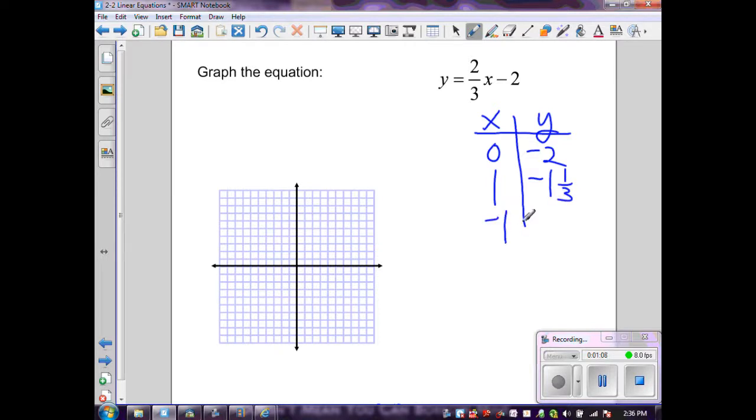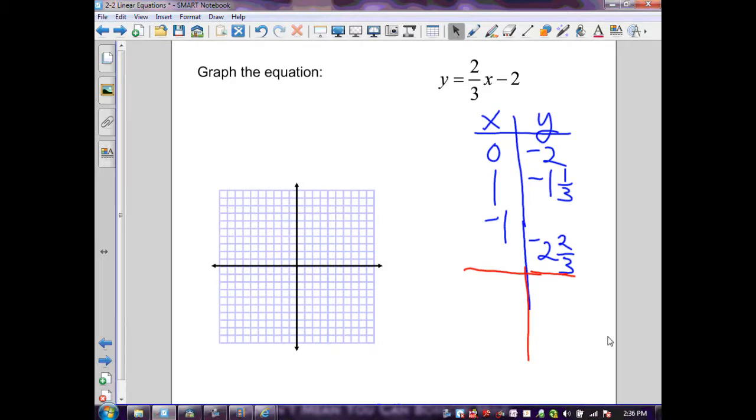Try a negative 1. When I substitute in, a negative 1 times 2/3 is a negative 2/3, minus 2 is a negative 2 and 2/3. Usually, those are my easiest values. But notice I have a denominator for my coefficient of the x value. When that happens, a lot of times the easiest thing to substitute or choose for x are the multiples of that denominator. So that would be 3, negative 3, 6, negative 6, 9, negative 9, and so forth.